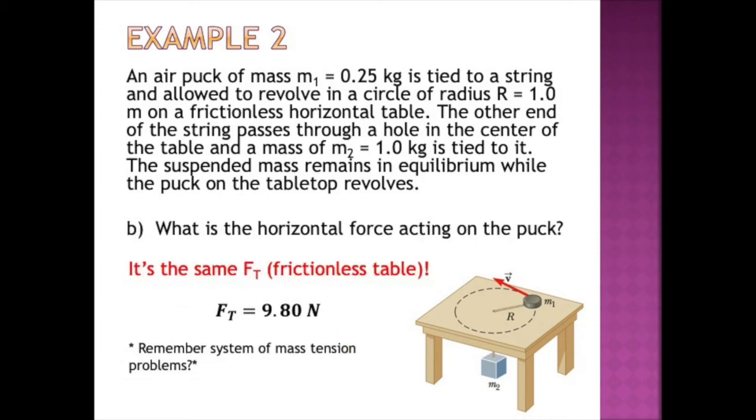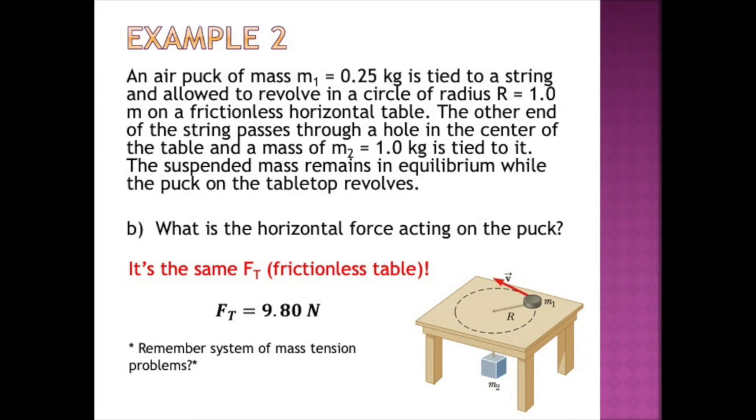And with B, it's an even easier question now because we've already calculated the tension. We know that the only force that is causing this puck to stay in its path is the force of tension, because they tell you that it's a frictionless horizontal table, which means the only horizontal force that can be present is the force of tension. Well, we've already calculated the tension from A, so we can still use the same quantity now.